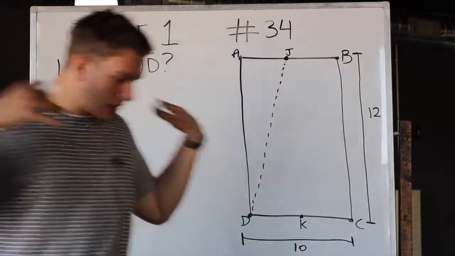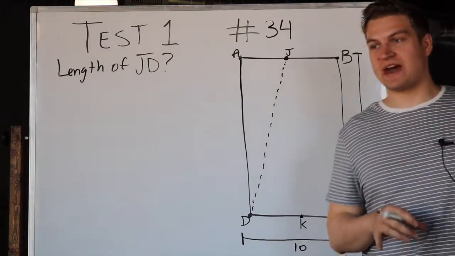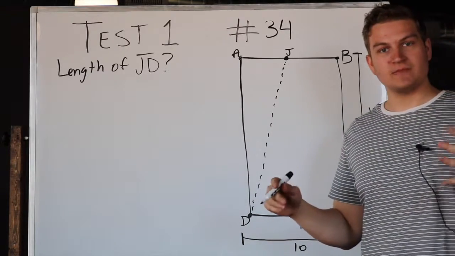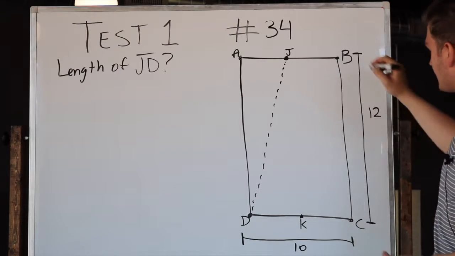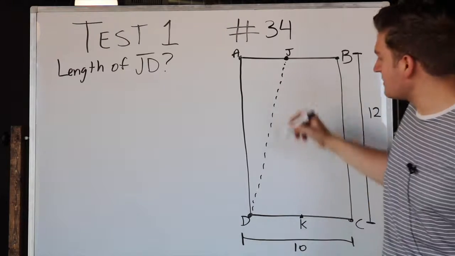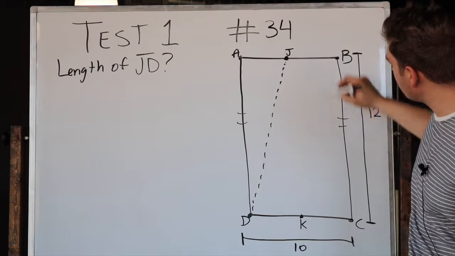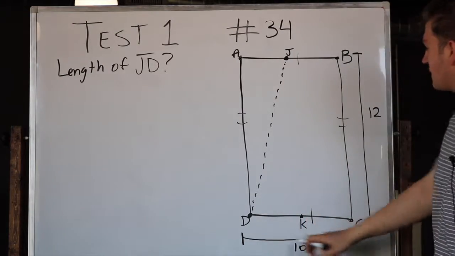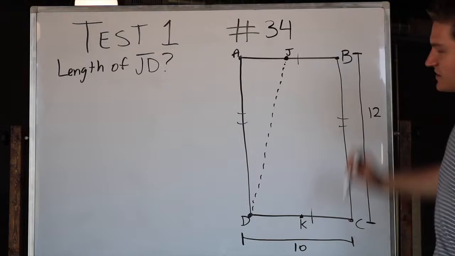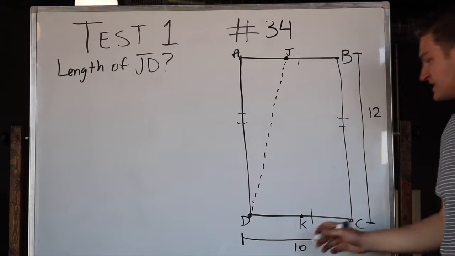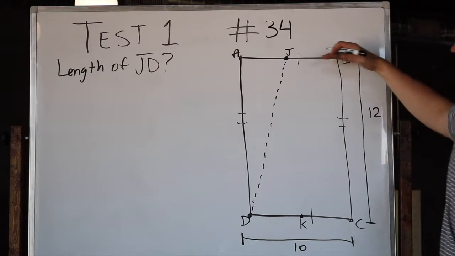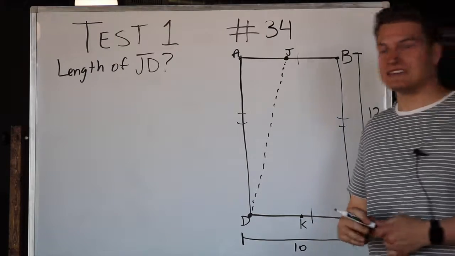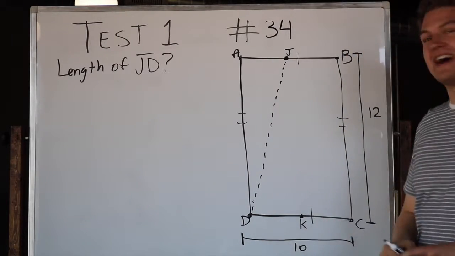All right, so we're going to use the information that's given to us off the bat to answer this. It tells us that ABCD is a rectangle, so that means these sides are congruent. This whole side and this whole side are congruent. It tells us that the length of one of the sides of the rectangle is 10 and the other side is 12. It tells us that K down here is the midpoint of DC and that J is the midpoint of AB. And that information alone, my friends, is actually enough for us to be able to find JD.